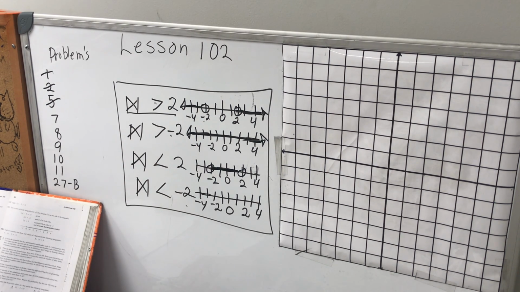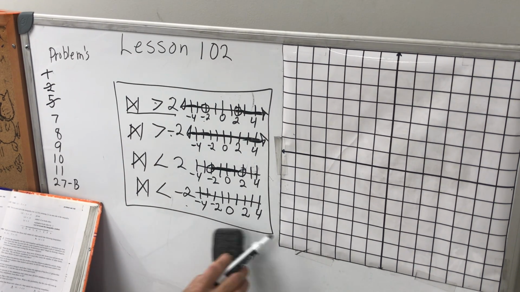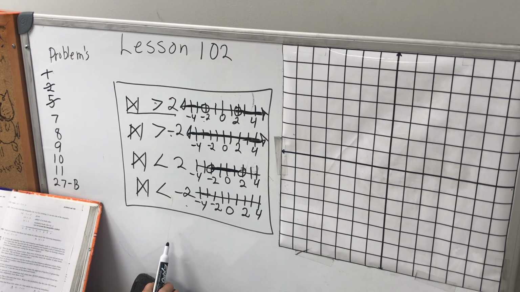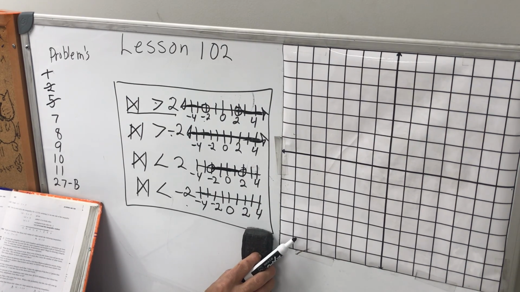Memorize these things so that when we come to the problem sets, now here we're going to 7, 8, 9. I'm going to erase this. Hopefully you have all this down. I'll give you just a moment. You can look back in your lesson and you'll see these 4 different possibilities. All right, here we go.